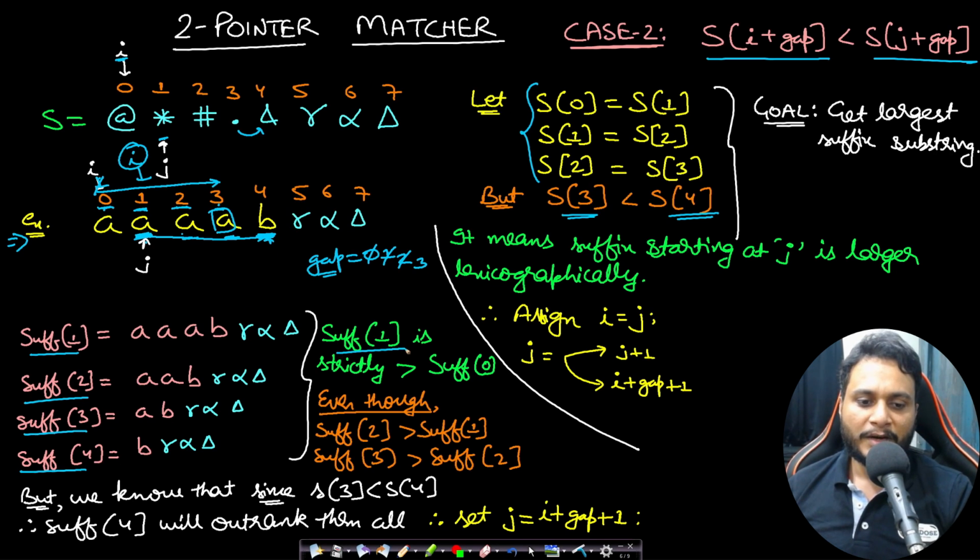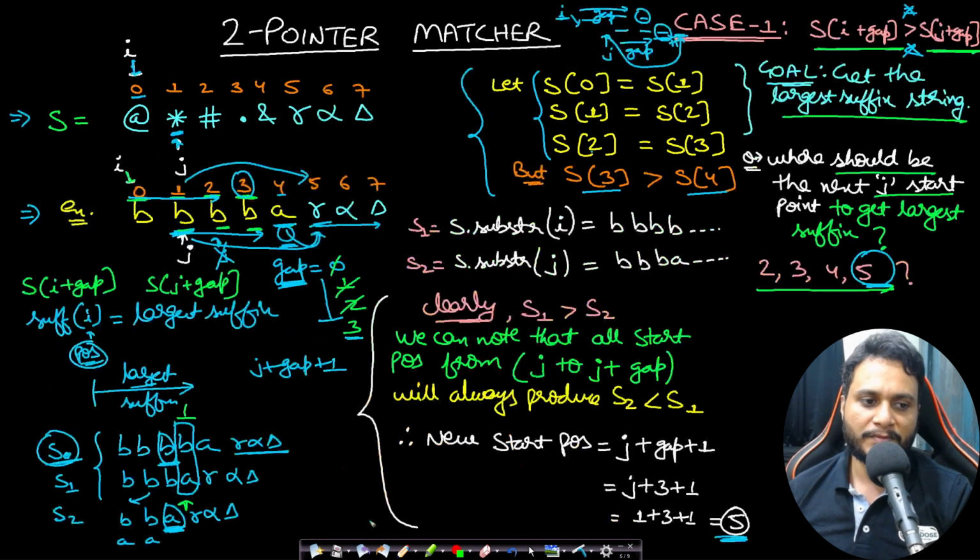So suffix at 1 is strictly greater than suffix at 0, because we found the mismatch between the third and the fourth index, and that is how i was assumed to be j. This is what we did. But when it comes to updating the j index, we have multiple options. One option is to move j to j plus 1. In the last case, we had moved j to j plus gap plus 1, and I hope it was clear.